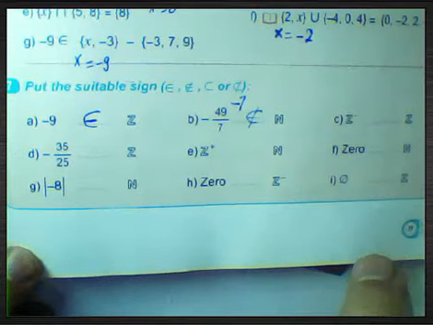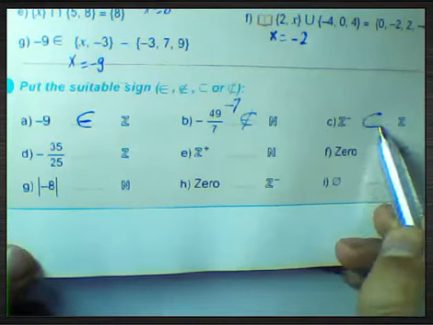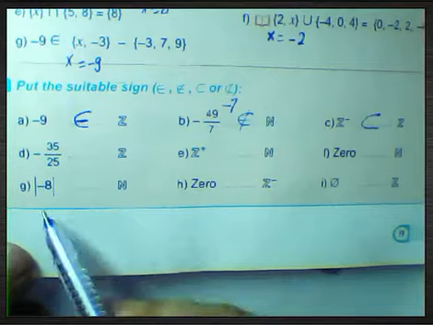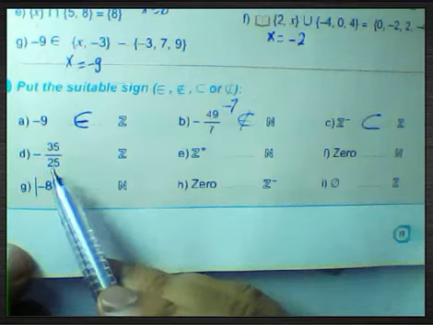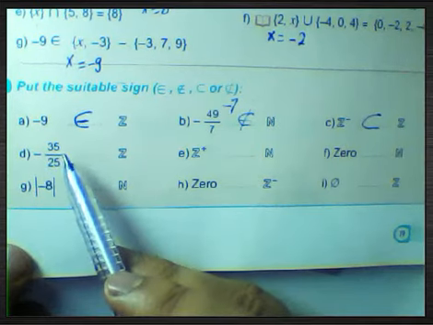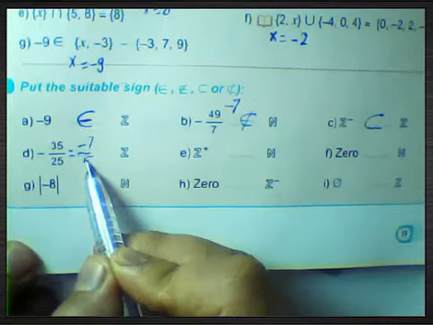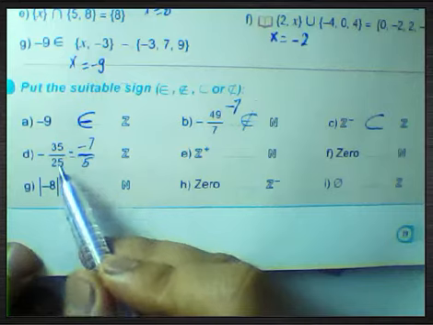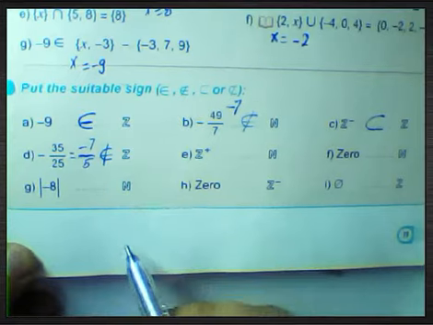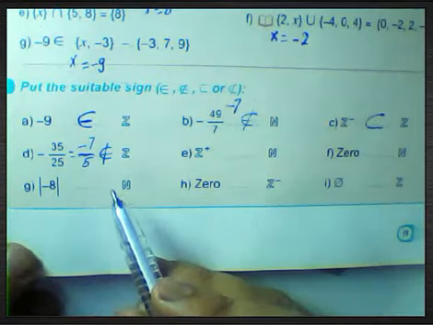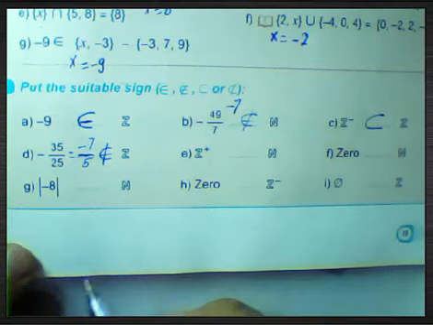to infinity. Letter C, Z negative subset of the integer numbers. -35 over 25, we can't find it among the integers, because 35 over 25 will be -7 over 5 by simplest form, dividing the numerator and denominator by 5. So -7 over 5 is not belonging to the integers, because integers are such as 7, 9, 8, and so on.